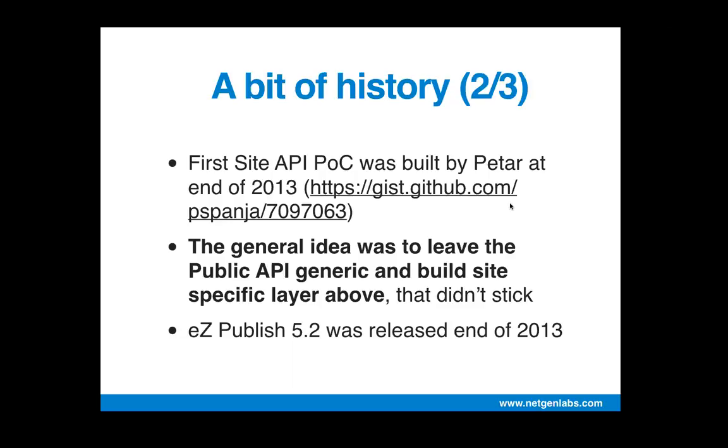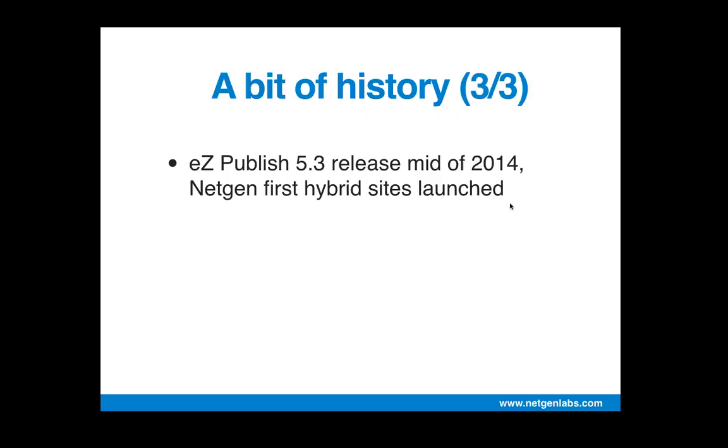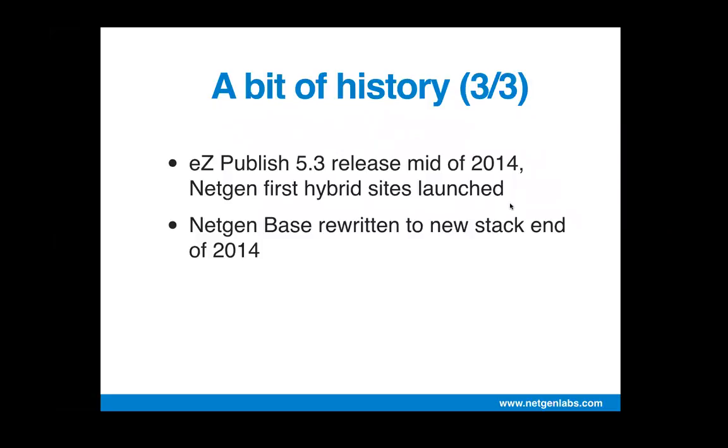And then Easy Publish 5.2 was released at the end of 2013. We started experimenting with that, and then Easy Publish 5.3 was released in mid-2014, and then we actually started building sites with that. That's what I wanted to get to. So we started with a new stack basically in 2014. And we also rewrote our base code also at the end of 2014, and then Easy Platform 1 was released at the end of 2015.